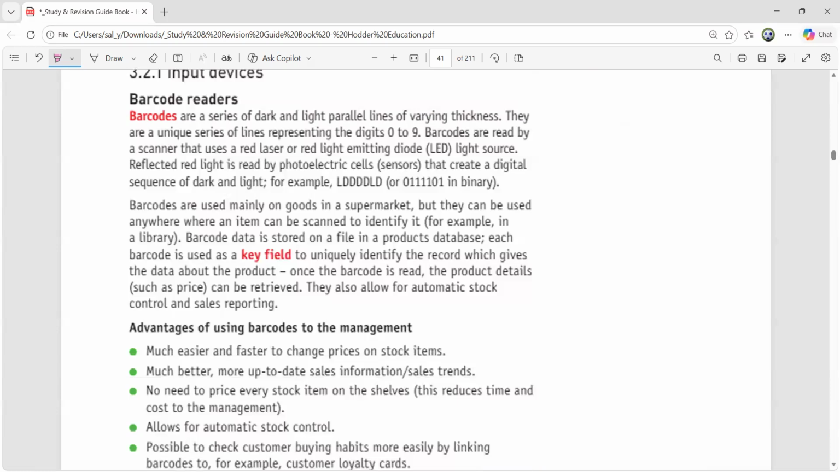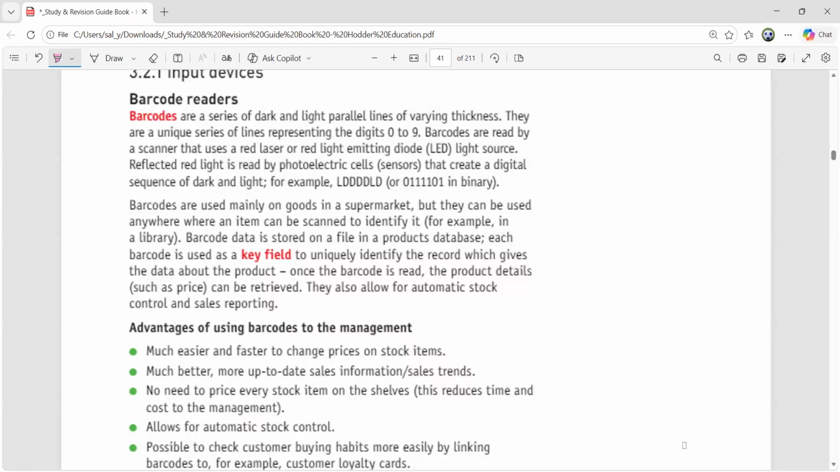Once the barcode is scanned through a barcode reader, its value will be searched in the computer system, in the main computer to which all the terminals are connected. The item will be searched in the database, its value will be returned, so the price will be shown on the computer screen, and it is also helpful in automatic stock control. So what we need to know is that the barcode is helpful in performing automatic stock control.